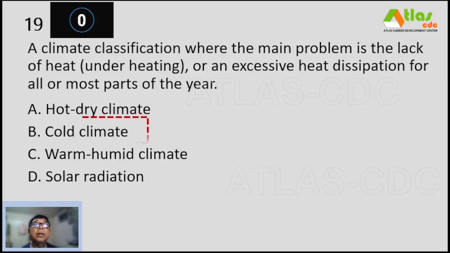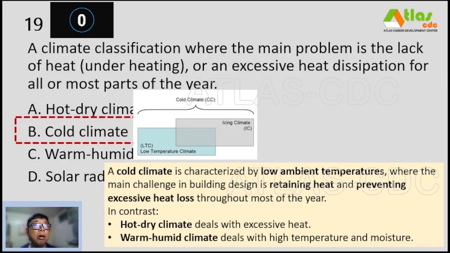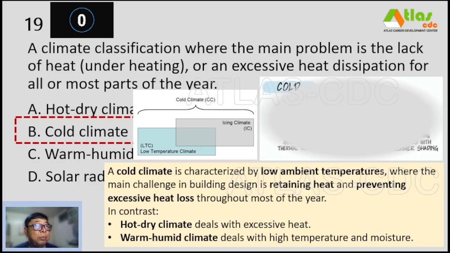And our correct answer is letter B. Cold climate. So a cold climate is characterized by low ambient temperatures, where the main challenge in building design is retaining heat and preventing excessive heat loss throughout most of the year. In contrast, yung hot dry climate deals with excessive heat. Ito sa mga Middle Eastern countries, no? And tropical is warm, humid climate deals with high temperature and moisture or humidity.